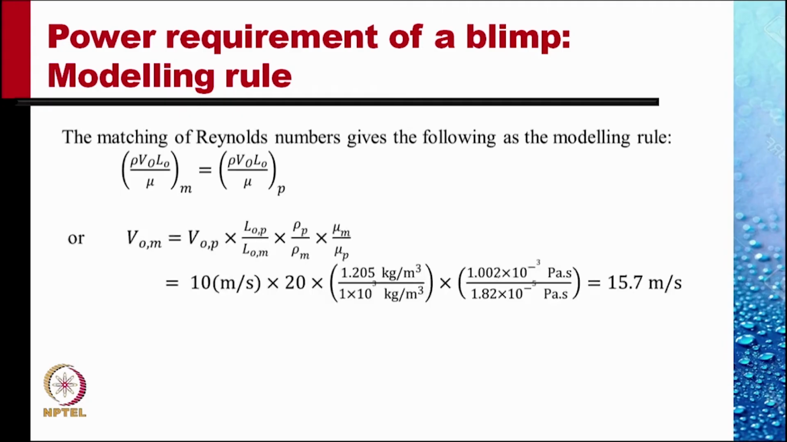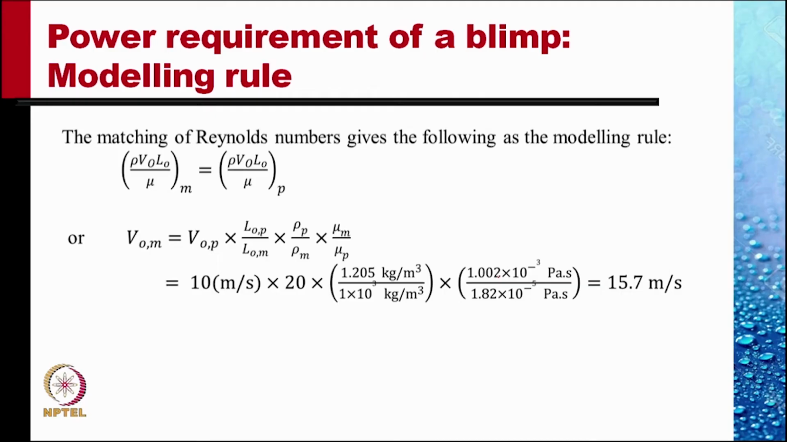And if we manipulate this, the characteristic value of the velocity in the model should be the characteristic velocity in the prototype multiplied by LOP divided by LOM. That is the characteristic length of the prototype divided by characteristic length of the model, into density of prototype divided by density of model, into viscosity of model divided by viscosity of prototype. This is just recasting the Reynolds number equality in a different form.